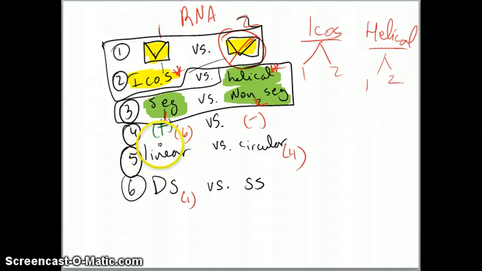Then we'll have a mnemonic to help you out for which ones are positive sense. There's only 6 of them versus the negative sense ones. All the rest of them will be negative. Which ones are linear versus circular? Only 4 of them are going to be circular.